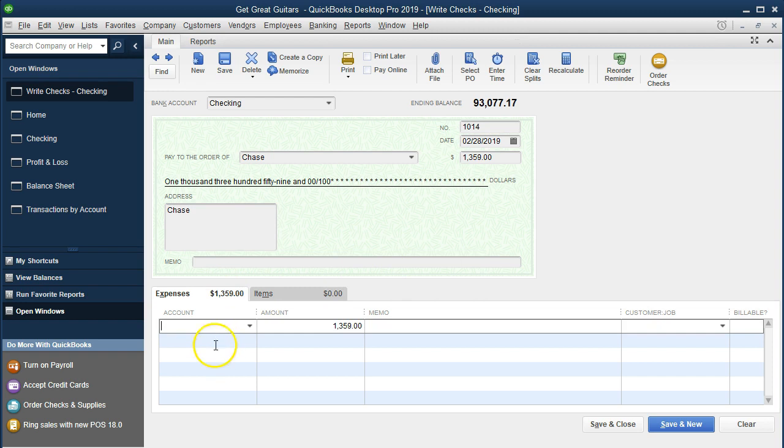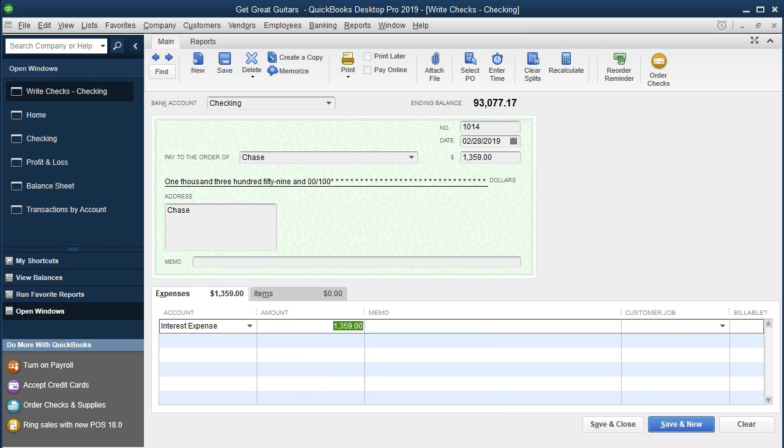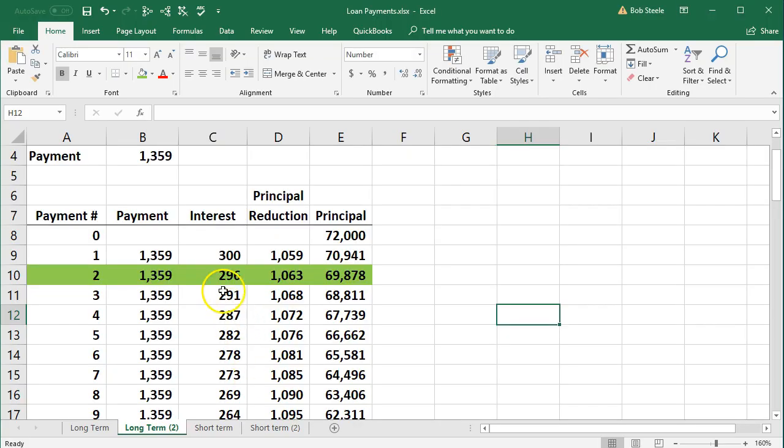Now note here, of course, we have the multiple tabs. We don't have to hit the split screen or anything to get multiple tabs. We have them here. The first side is going to be interest expense. And the amount, if we go back here, is now only 296, and that's the difference here. So as we go, these will all be different.